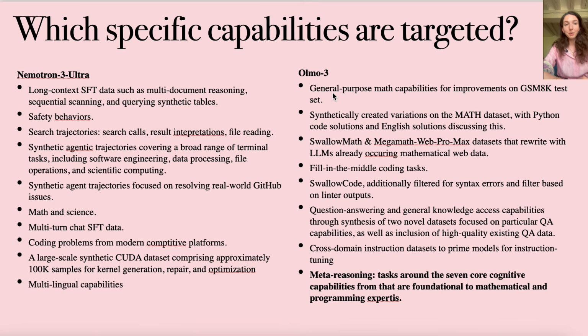And then there's the OLMo-3 paper, and they also provide huge amounts of super interesting details. So they target general purpose math capabilities. They also synthetically create variations of a benchmark, the math benchmark, use code solutions, English solutions discussing it, use other datasets that have cleaned mathematical web data, some fill-in-the-middle coding tasks, lots of Q&A tasks, cross-domain instruction datasets. And the thing that I find very interesting is, besides very task-specific things that they inject, so hey, this is the task, variations of this task are performed in this way, that is a big chunk of the datasets used in mid-training.